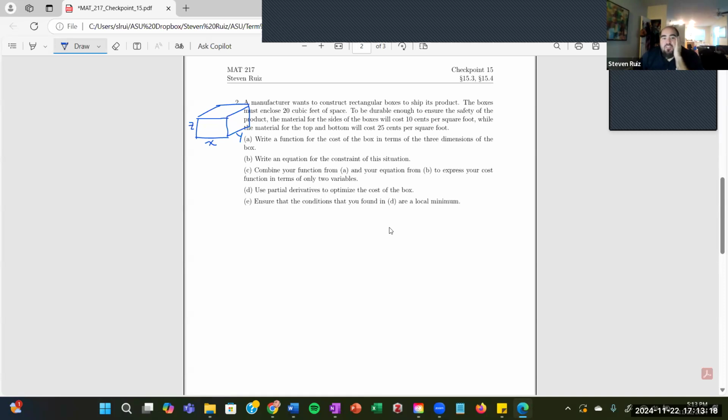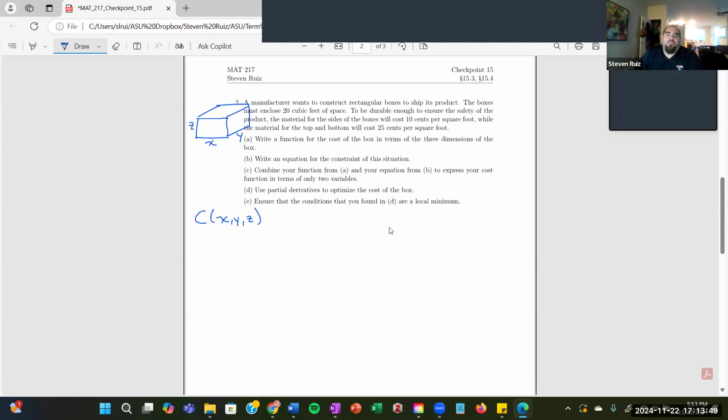To be durable enough to ensure the safety of the product, material for the sides of the boxes will cost 10 cents per square foot, while the material for the top and bottom will cost 25 cents per square foot. So A: write a function for the cost of the box in terms of 3 dimensions. So I'm going to write an equation for the cost of the box. So this is going to be the cost in terms of, I called them X, Y, and Z. You could have called them something different.